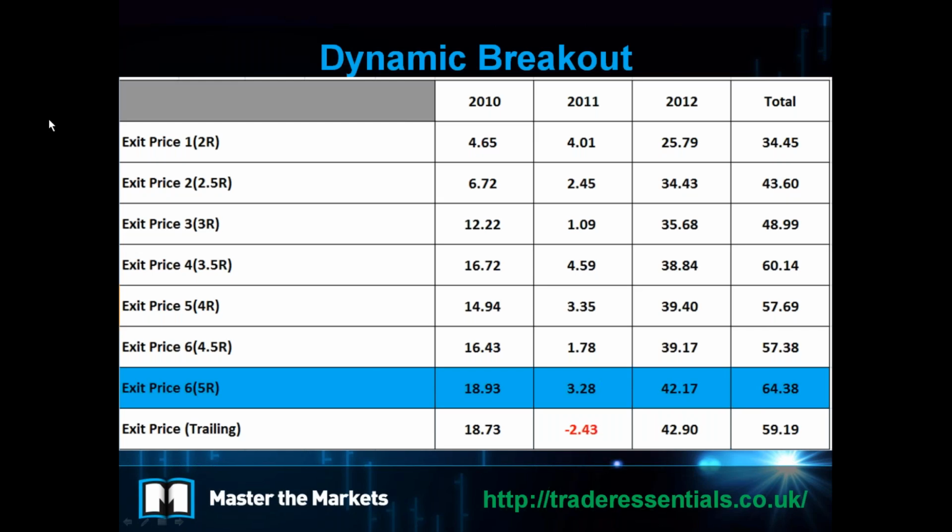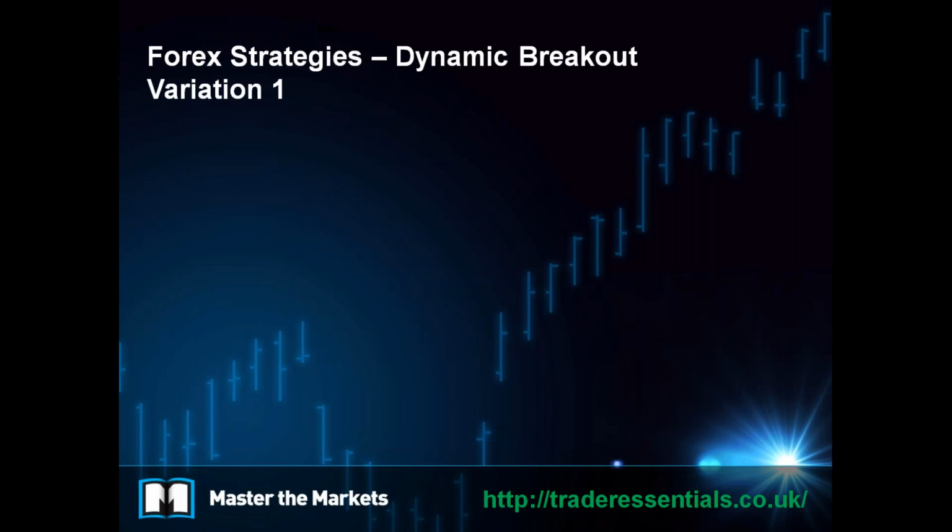So dynamic breakout, you can see we've tested the market, and before we roll this out, of course, we test the market, very important. And you can see that actually 5R, or 5% here, exit price 6, was the most profitable variation over 3 years. We tested the market. 64.38% was the net profit result for that particular trading strategy.